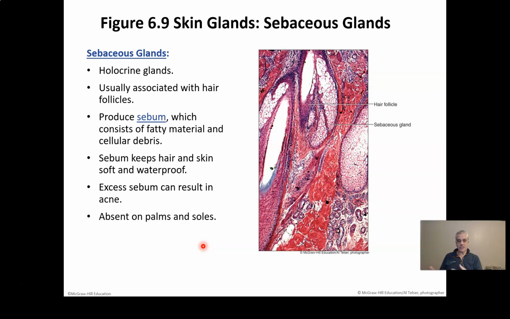The sebaceous secretion, the sebum, is really the entire inside of the cell that has turned into this fatty, cellular debris material expressed in sebum. Not all glands are like that. In fact, very few glands are holocrine glands, but sebaceous glands are holocrine. We're going to talk about different kinds of glands when we get to other ones.